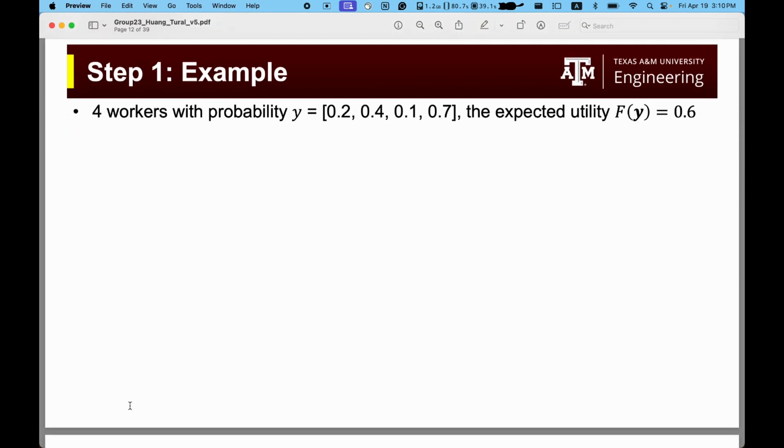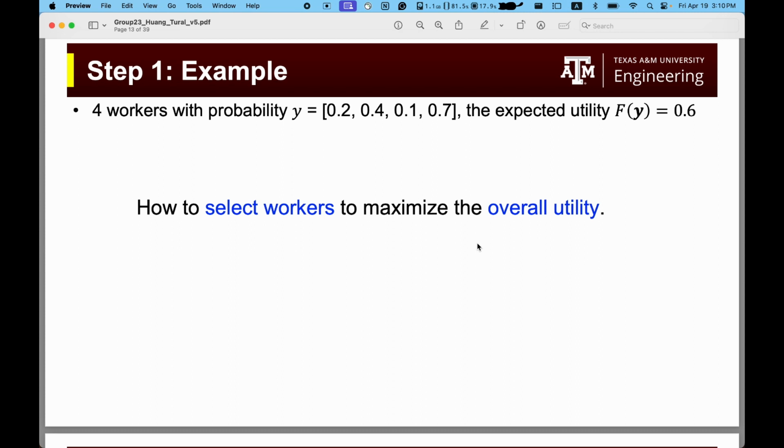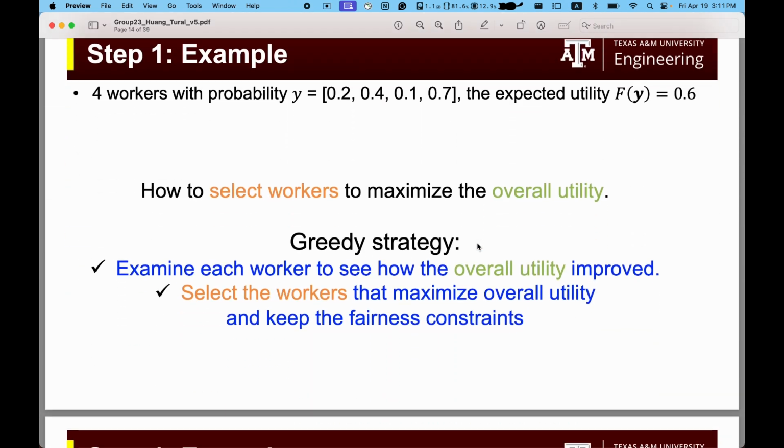Now I will give an example to illustrate how to compute the probability sequence in the first step. Suppose we have 4 workers with the probabilities 0.2, 0.4, 0.1, and 0.7. And suppose we know how to compute the expected utility function. Let's suppose the value is 0.6. Now our main problem is how to select the workers to maximize the overall utility. So there are 2 keywords: how to select the workers, and how to maximize the overall utility. So how do we use the greedy algorithm on this?